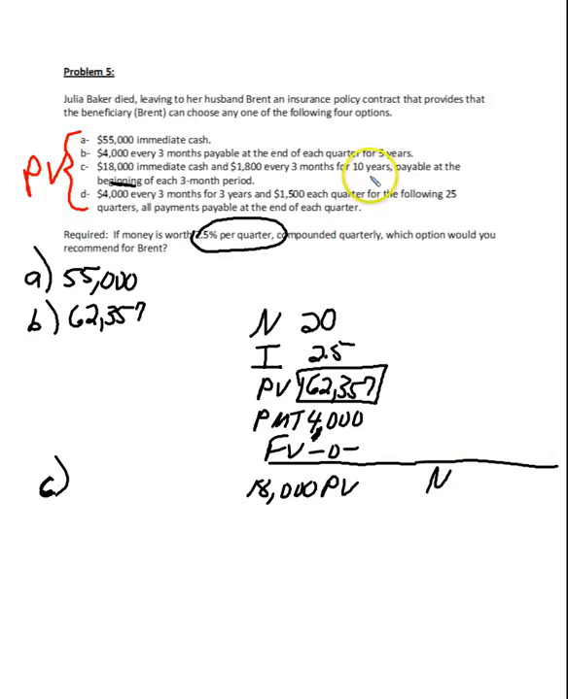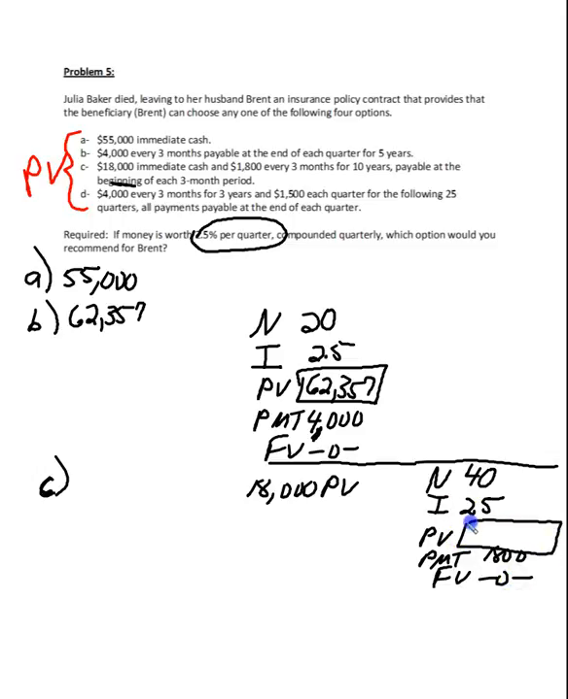Okay, so we have 10 years, and there's going to be payable every quarter. So there's 40 quarters in 10 years. Again, interest rate is 2.5 for every quarter. We don't know present value. The payment this time is going to be $1,800, and there's no future value. So calculate the present value off of that. So 40, 2.5, 1,800 and 0, and you should get something like 46,315.